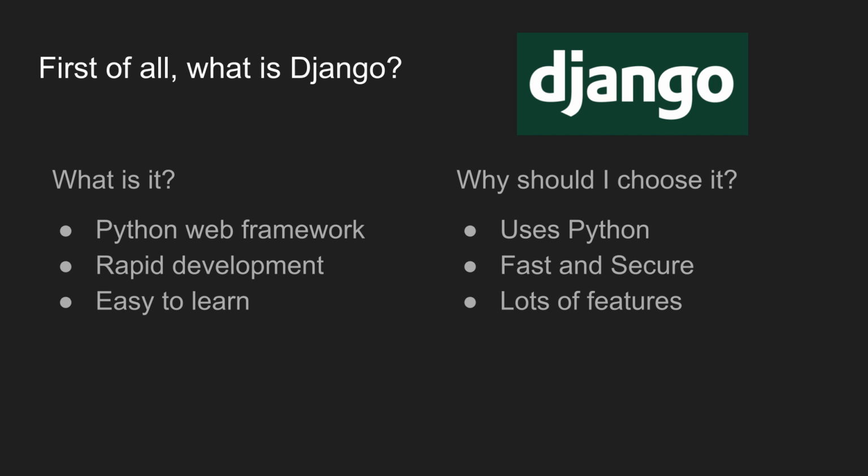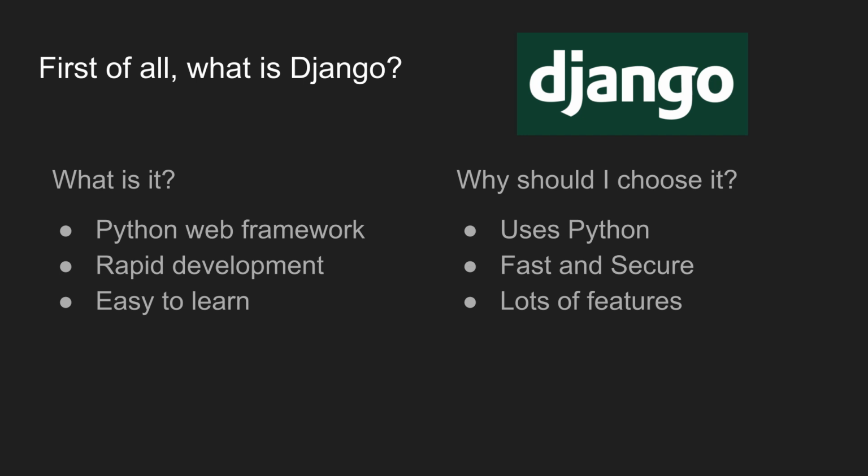Now, let's begin by talking about what Django is firstly. Django is a Python web development framework which allows users to rapidly develop applications. That means taking their idea and converting it to an actual app in a short amount of time. It's easy to learn because it uses Python, which is also a reason why you should choose it. Python is just nice to work with.